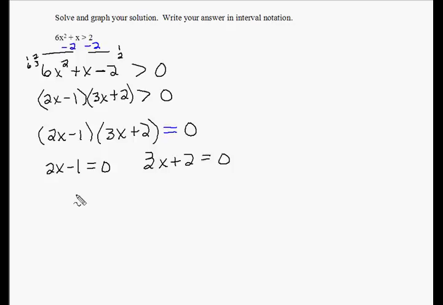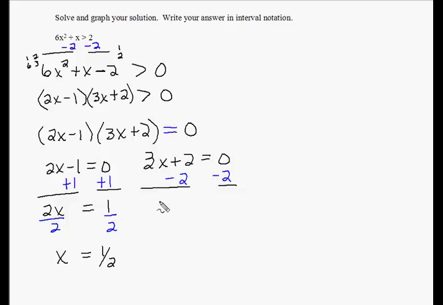Now we're going to solve the simple equation. We'll start by adding 1 to both sides of the equation. We have 2x is equal to 1, and then we can divide both sides of the equation by 2. And x is equal to 1/2. That's one possibility. Let's look at the other one. We can add a negative 2 to both sides of the equation. We get 3x is equal to negative 2. And we can divide both sides of the equation by 3, which is the same thing as multiplying by 1/3. x is equal to negative 2/3.